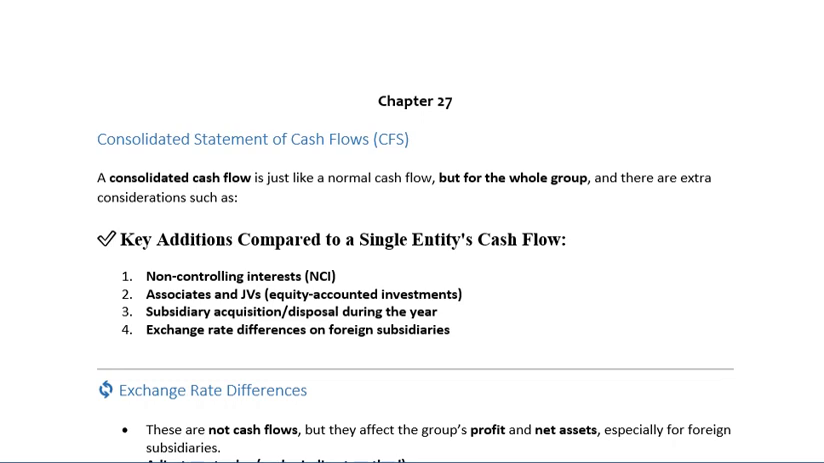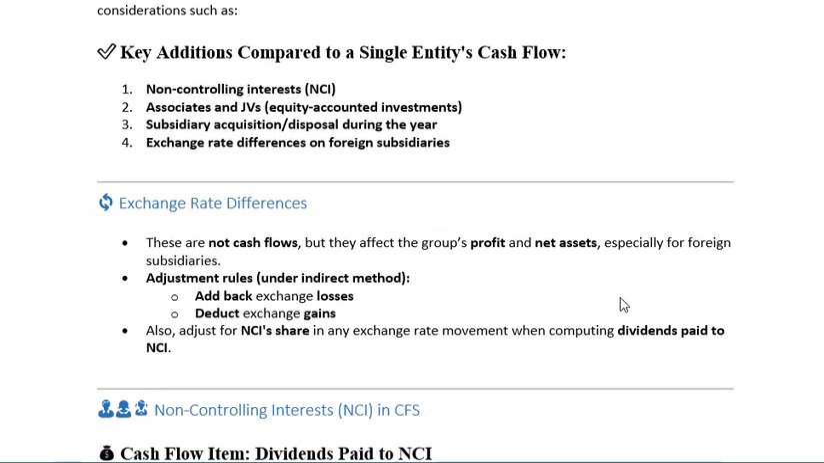Now, for exchange rate differences, we need to understand that there are no cash flows there because exchange rate is not cash movement. It is not cash movement, and if it is not cash movement, it's a profit. But since it is a profit, it affects the group's profit as well, and also the net asset, especially for foreign subsidiaries.